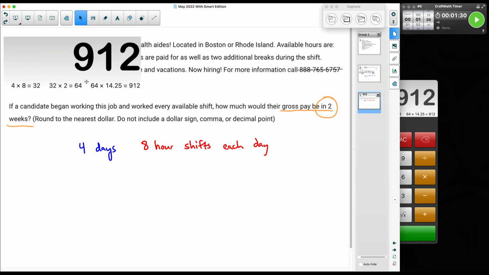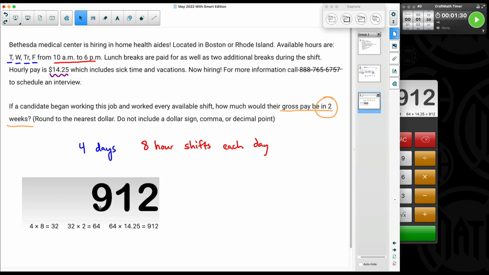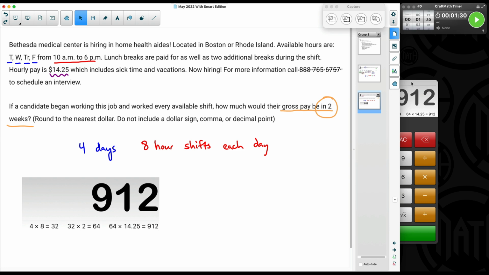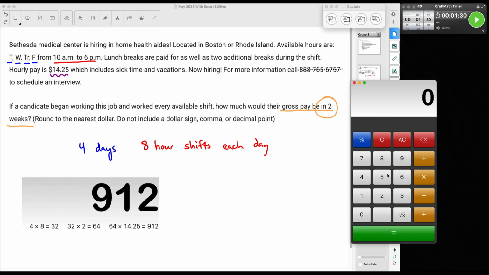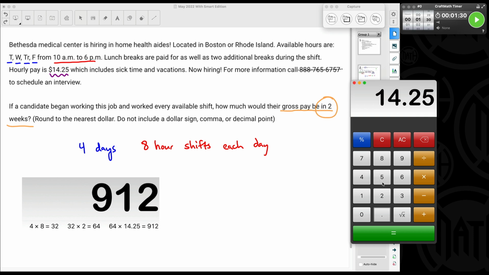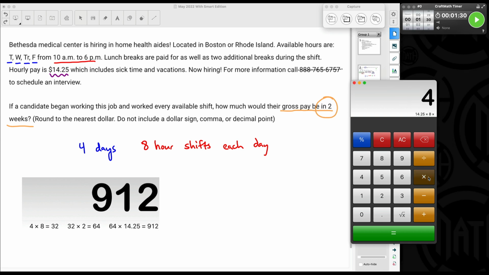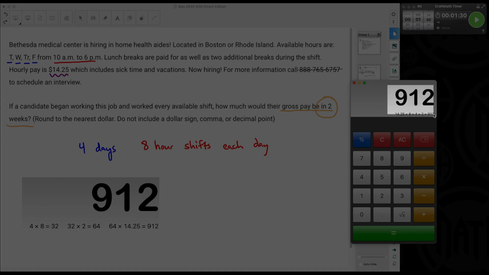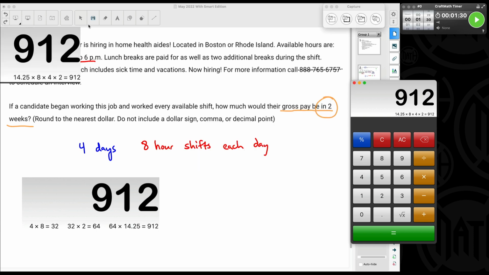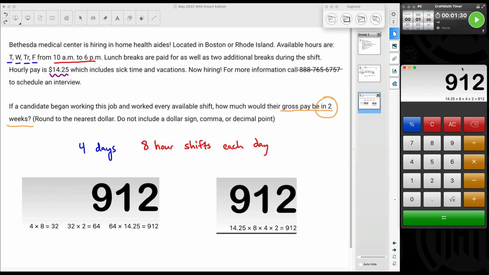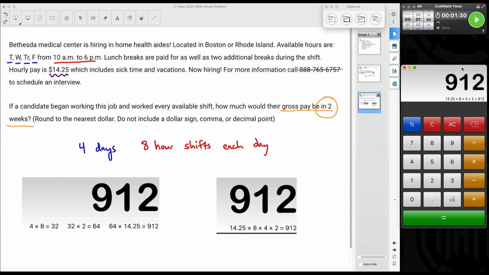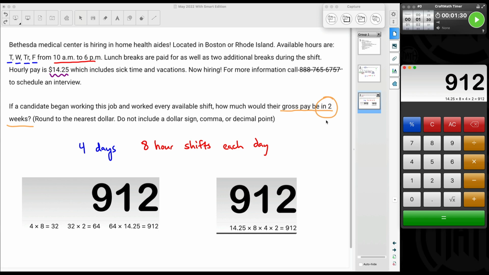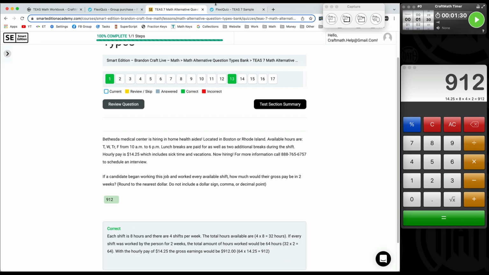Again, it does not matter what order you technically multiplied here. As a matter of fact, you could do all of this at one time. I mean, I can take it totally random. We can take the 14.25. We can multiply that by 8 hours times 4 days a week times 2 weeks. We still get 912. Multiplication, it does not matter what order you multiply. All right, so that is 2 examples from Smart Edition, drag and drop or rearrange, as well as fill in the blank. And now the math review.